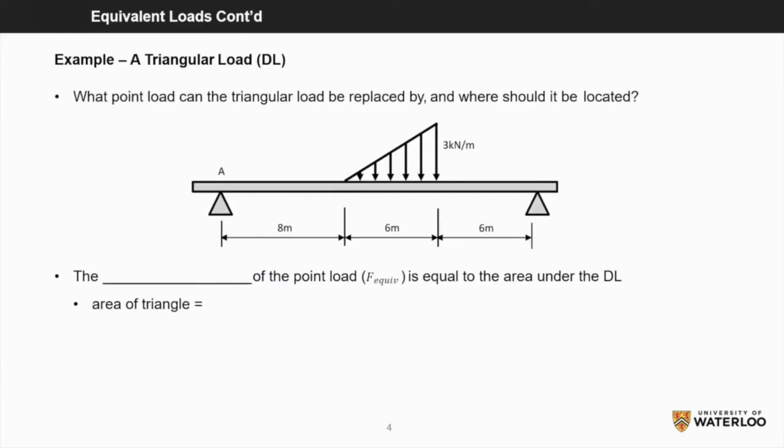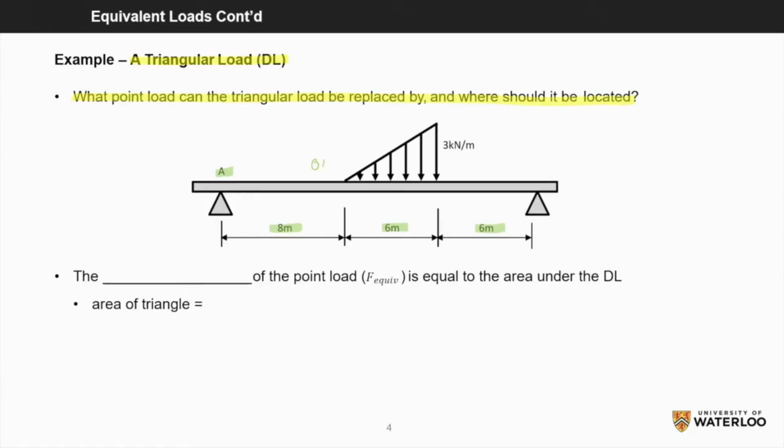The second example we will explore is a triangular load, or triangular DL. Consider the same question as before. What point load can the triangular load be replaced by, and where should it be located? In the diagram, we are given that the distance from the left support of the beam, labeled as point A, is 8 meters from the left end of the load. We also know that the load is 6 meters in length, and the right end of the load is 6 meters from the right beam support.